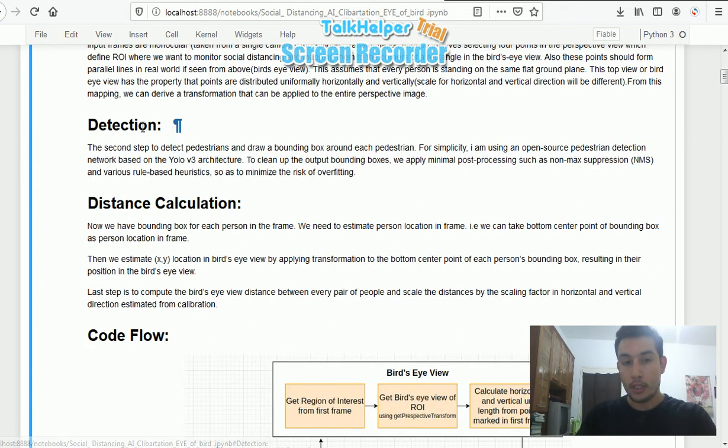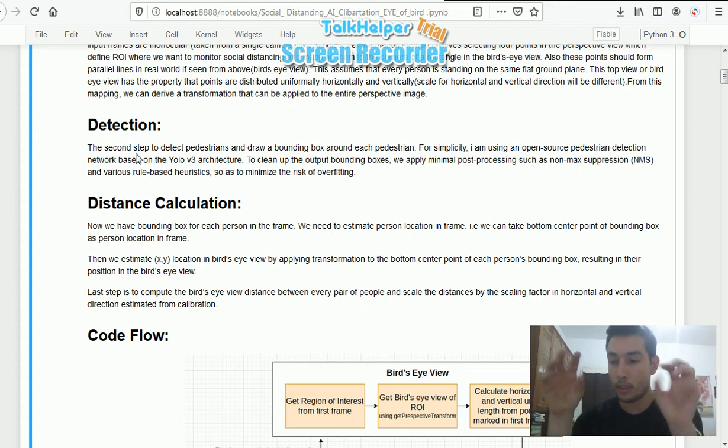The second step of our project is the detection. This step is to detect the pedestrians and to draw a bounding box around each pedestrian. I have used YOLO version 3. YOLO is just the abbreviation of You Only Look Once. It's a perfect algorithm for object detection. So we will detect all the boxes that contain a person in our video.